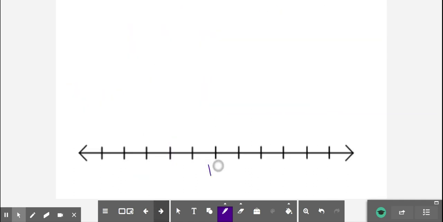So on the graph, closed circle on 12, add a few more numbers in here, and it goes to the right because after 12 weeks, he'll have more than $75.